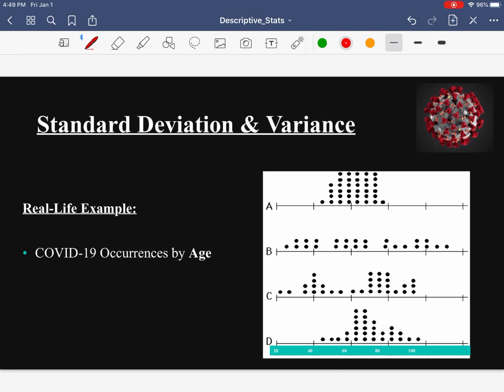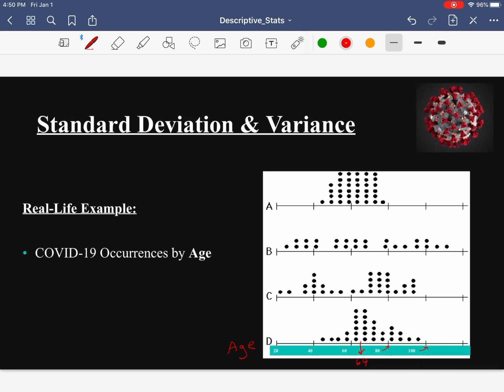Well, I'm recording this on the first day of 2021. We are in full COVID time. So if I apply the same thing to age, COVID-19 occurrences by age, maybe the average age is 64, right? These are a little bit off kilter. This should be over here. But you get my idea, right?